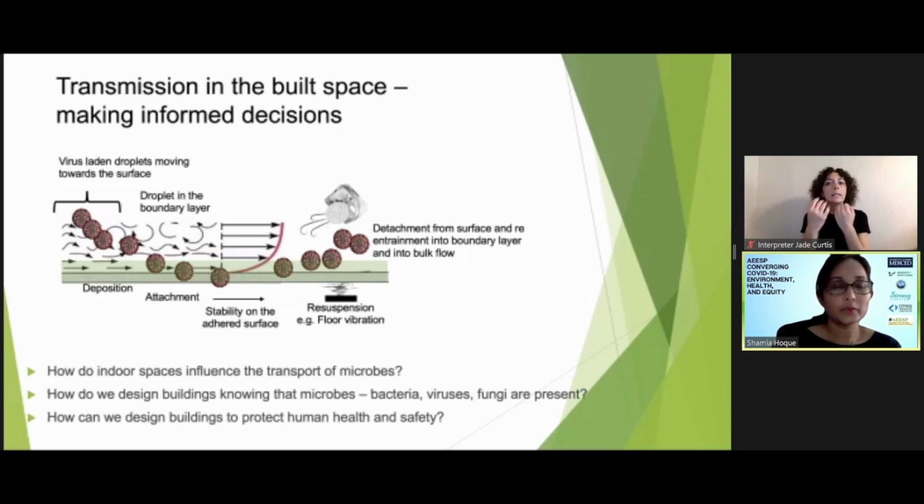A virus, as we just heard, is never released on its own; it is released in a droplet or something inside. Once it's released, it will travel in the bulk air and find its way somehow to the surface. In the middle there is the boundary layer, which demarcates the bulk air and the surface. Once it reaches the surface, it will interact with that surface depending on the properties, and subsequently it may remain attached or, depending on activities, resuspend back into the bulk air. Next slide, please.